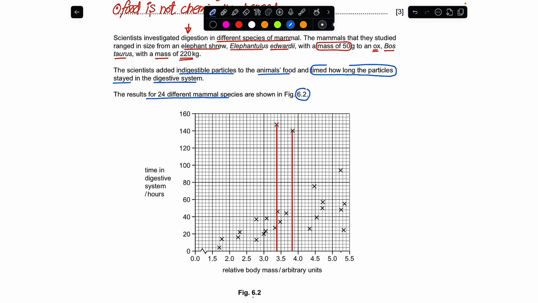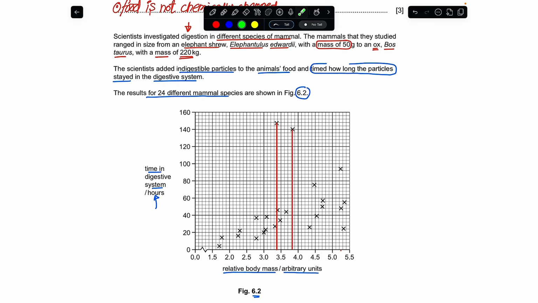Now, if we come to figure 6.2, here on the x-axis we have got the relative body mass in arbitrary units, and then on the y-axis we have got the time for which these indigestible food particles were staying in the digestive system, in terms of hours. Now, before I go on to cracking the question or what the examiner had to ask from you, what we see is that as the relative body mass is increasing, the stay of the indigestible particles in the alimentary canal is also increasing.